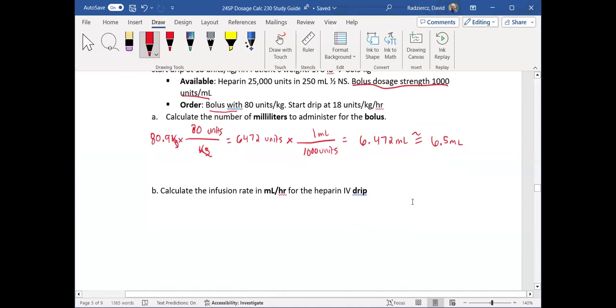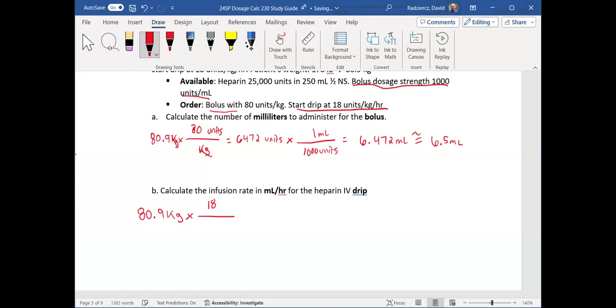All right, then let's do the flow rate real quick. So same patient, 80.9 kilograms. Then my new order says to start a drip at 18 units per kilogram per hour. So I'm going to multiply my patient weight in kilograms by the 18 units per kilogram per hour. So 80.9 times 18 gives me 1,456.2. And that's units per hour.